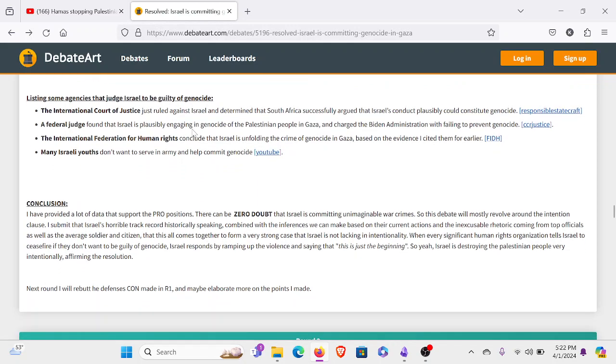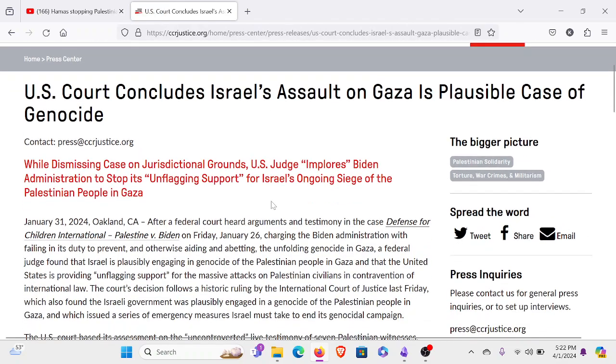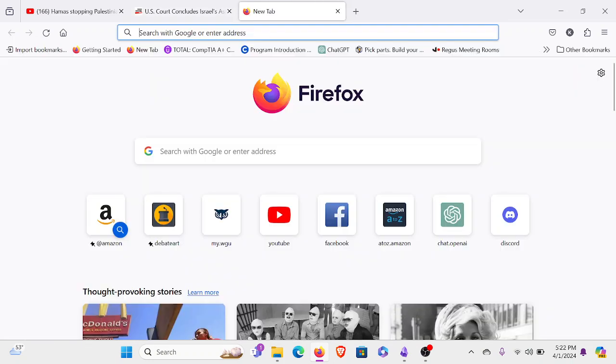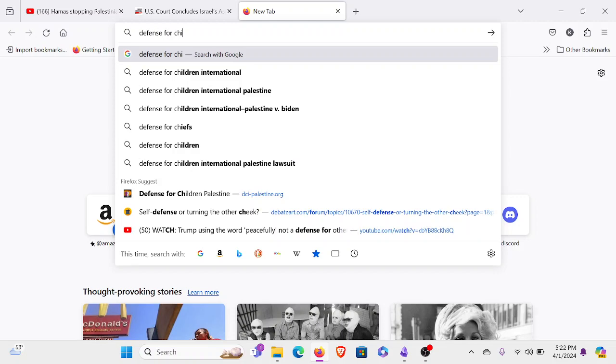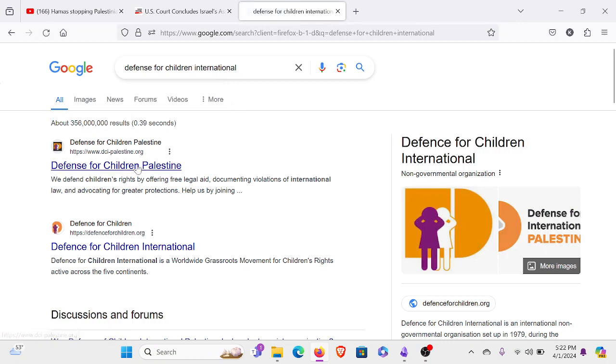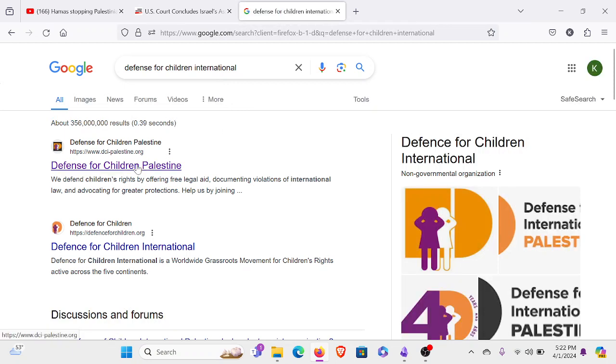You know, listing some agencies that judge Israel to be guilty of genocide. Agencies. A federal judge. Right here. Okay, that's a federal judge. There are lots of federal judges. Here's the thing, though. So who was making arguments to this federal judge? Defense for Children International. I want to show you something. Defense for Children International.